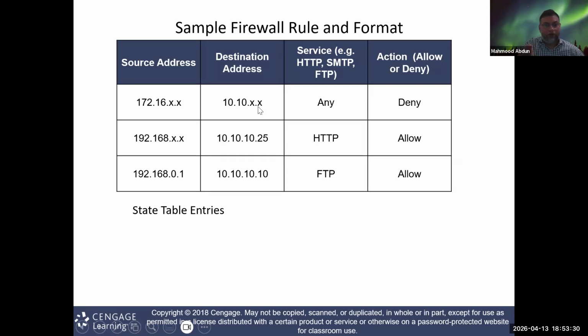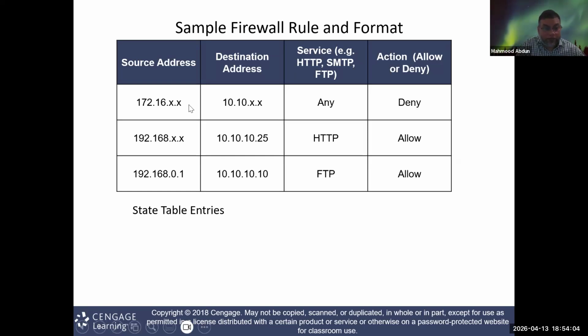Destination could be similar, 10.10.0.0 all the way to 10.10.255.255. So it can match. What protocol? Any packet will have a particular protocol, right? It could be based on TCP, UDP, or it could be based on a more specific application layer protocol. For example, HTTP, which is the web protocol. SMTP is a mail protocol. FTP is a file transfer protocol. You can mention which protocol to match, and then your action.